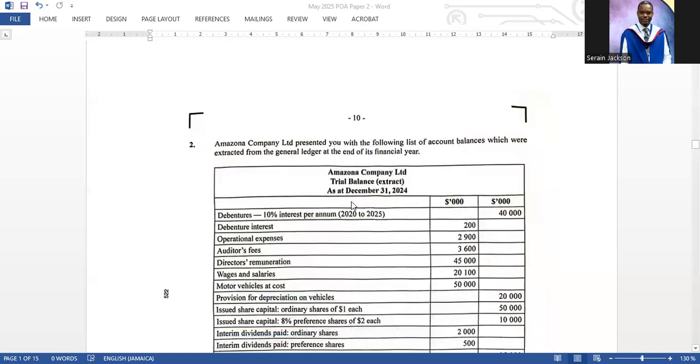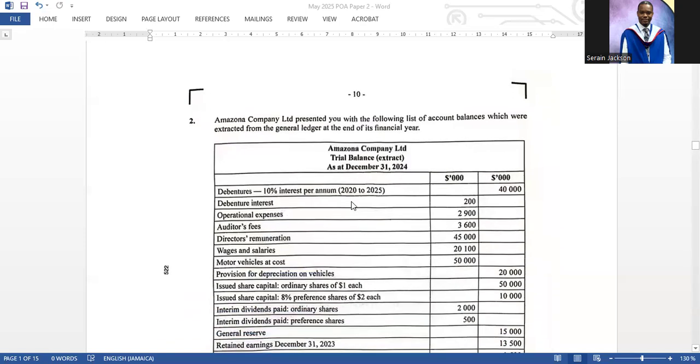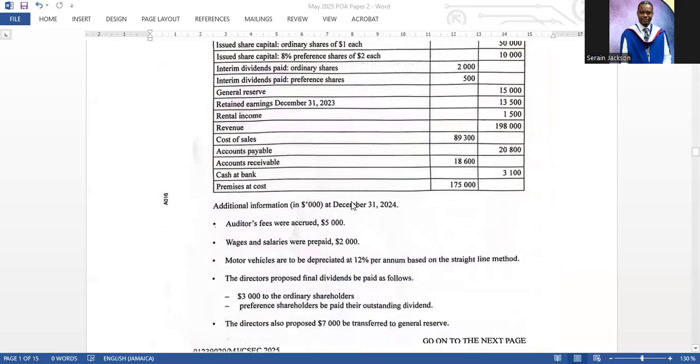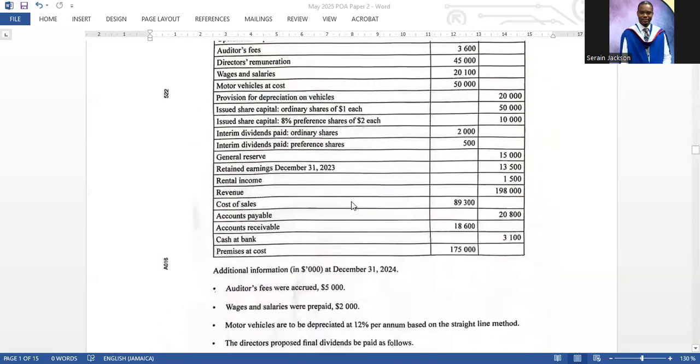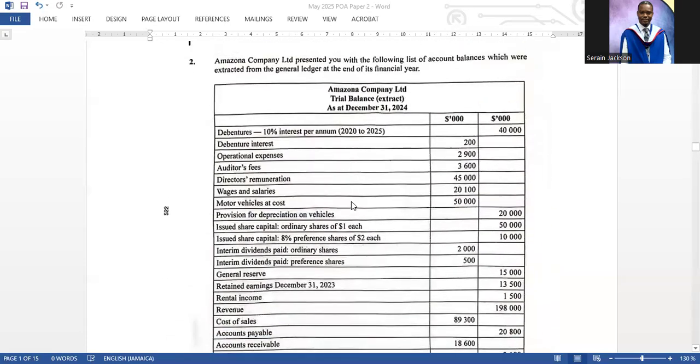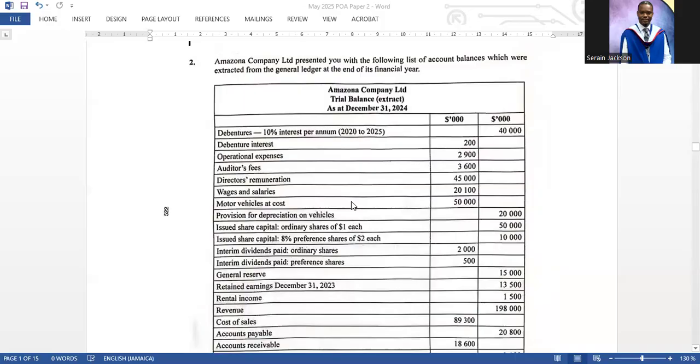Then the second question. Now let me tell you something. The second question, right? It's a pretty simple question if you ask me, right? I'm going to tell you my issues with this. So this is a company account question. So they give you a trial balance, right?